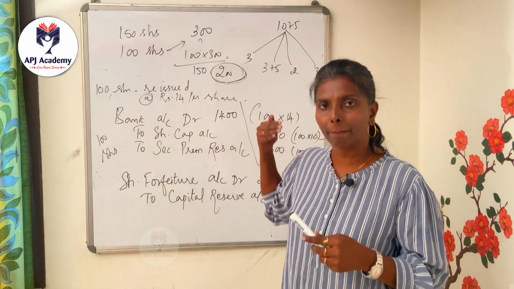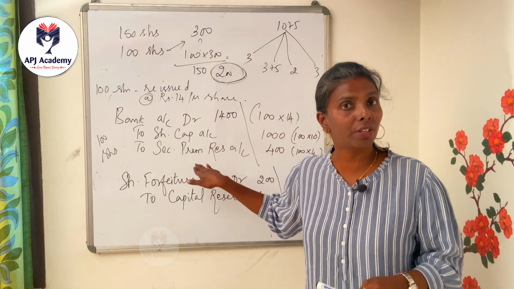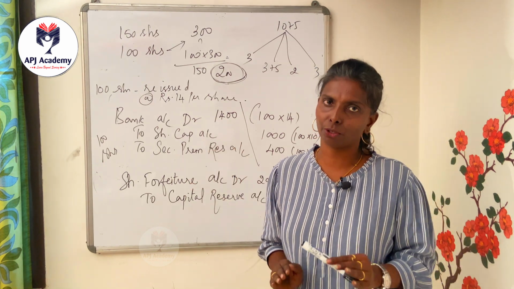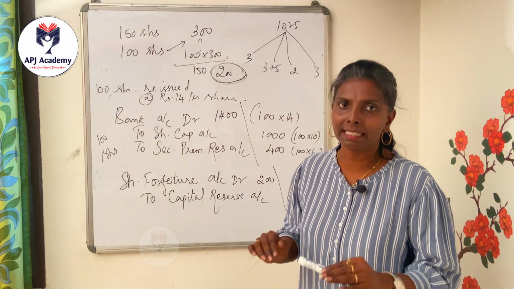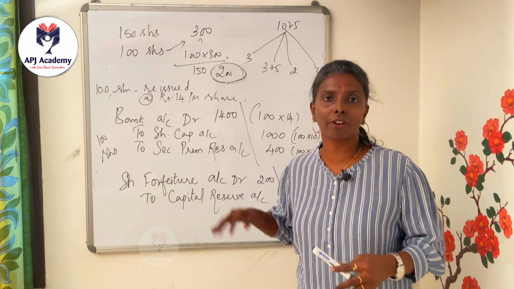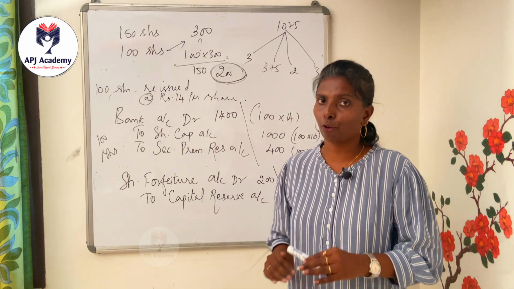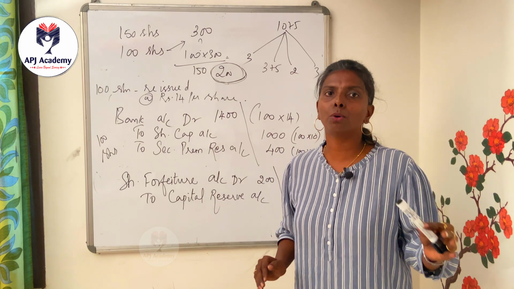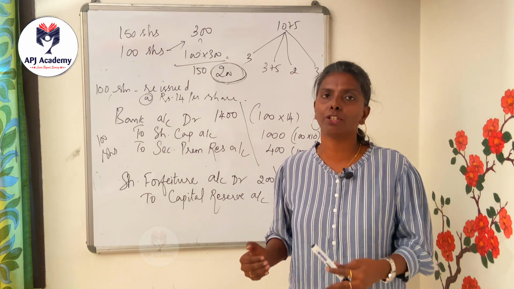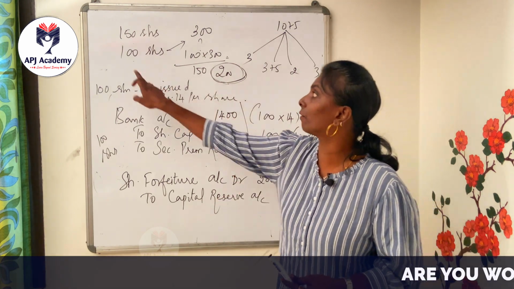So 200 minus reissue discount is the formula. But do we have a reissue discount here? We do not have a reissue discount. So 200 minus nil, my capital reserve is 200. I'm going to repeat this again. Normally to calculate capital reserve, your formula goes this way: amount forfeited minus reissue discount amount. So amount forfeited is what we have got here.